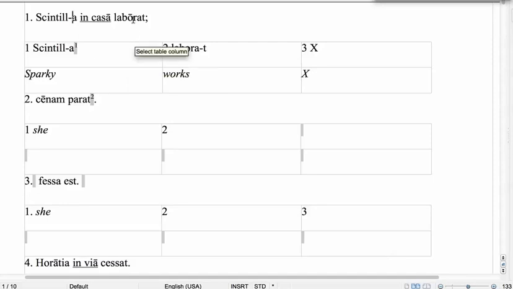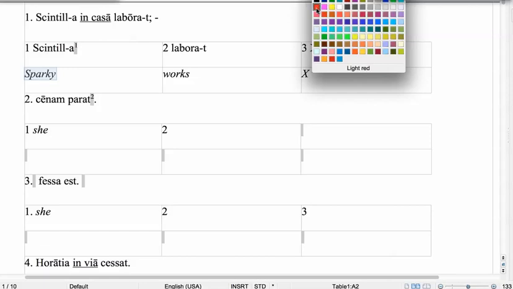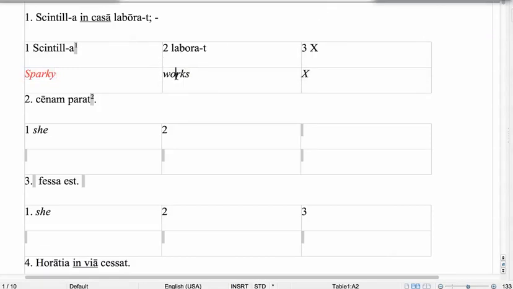In the middle box, labeled 2, I want you to put the word that ends in T, so long as it is not the word et, in the second box. Laborat. In the third box, if there were a word ending in M, you would put that here. Since there is no word in M here, there's nothing to put there. Then, the second part of the exercise, I want you to translate the words below here. So scintilla translates as Scintilla or Sparky, laborat as works.